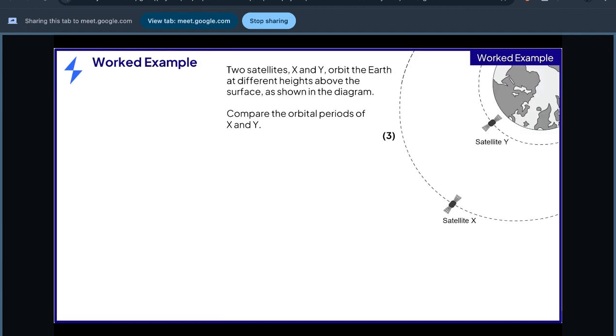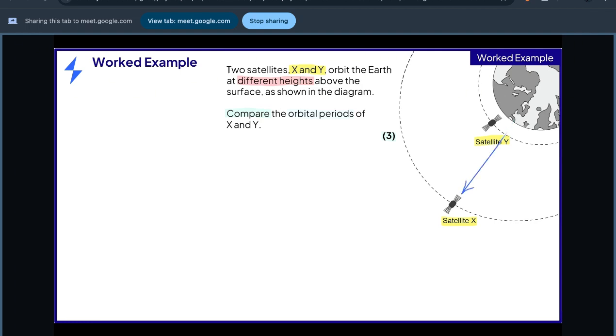Let's try an example question. Two satellites, X and Y, orbit the Earth at different heights above the surface, as shown in the diagram. Compare the orbital periods of X and Y. So, for 3 marks, we need to compare the two satellites, X and Y, in terms of their distance or height above the Earth, their orbital speeds, and their orbital period. First, let's pick one of the satellites to focus on, and first look at its distance above the Earth's surface.